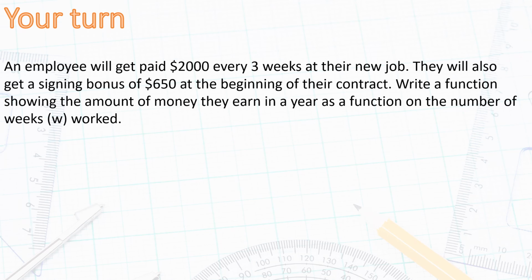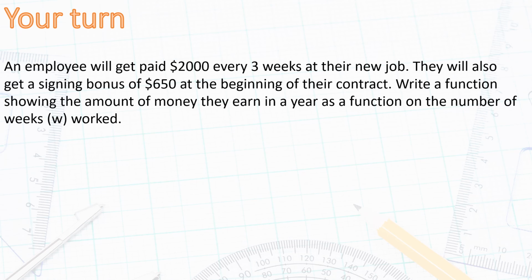And then you get paid $2,000 every 3 weeks for the new job. So write a function showing the amount of money they earn every year as a function of the number of weeks, W, that are worked. Pause the video, come back, let's see how you do, especially with that 2,000 every 3 weeks.